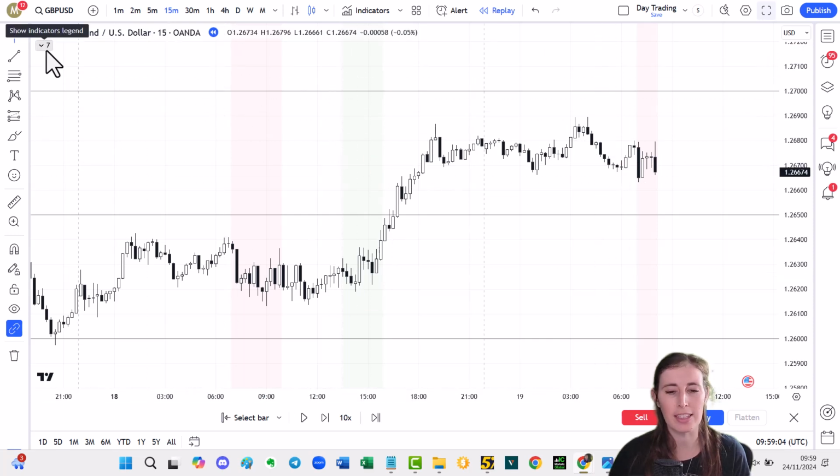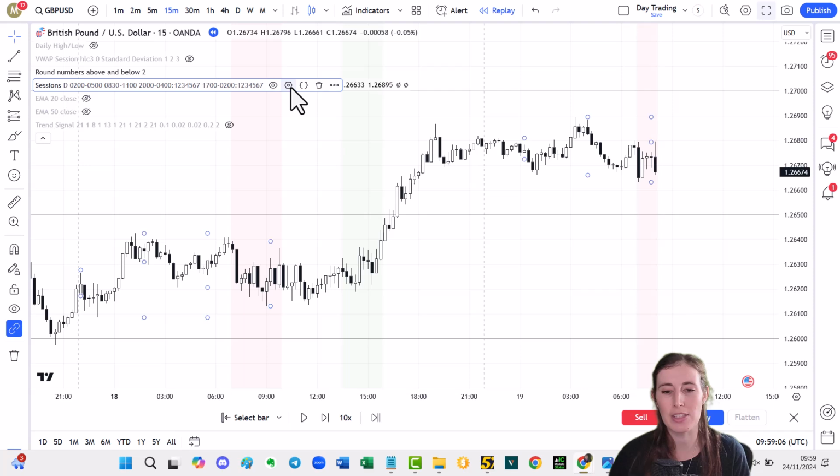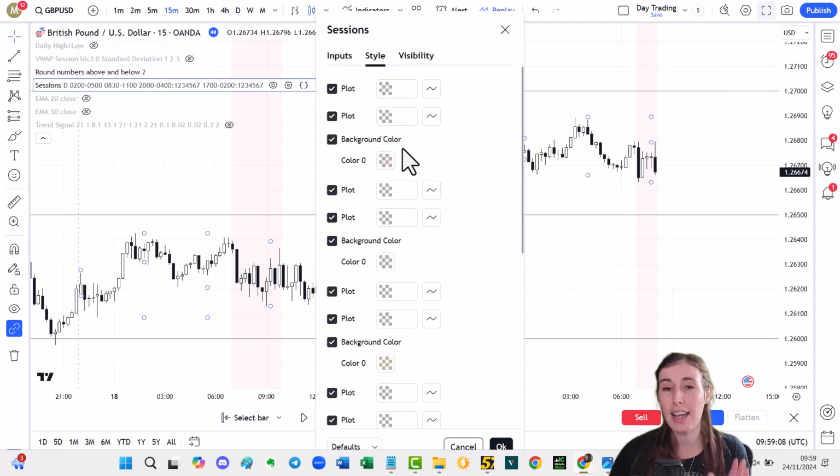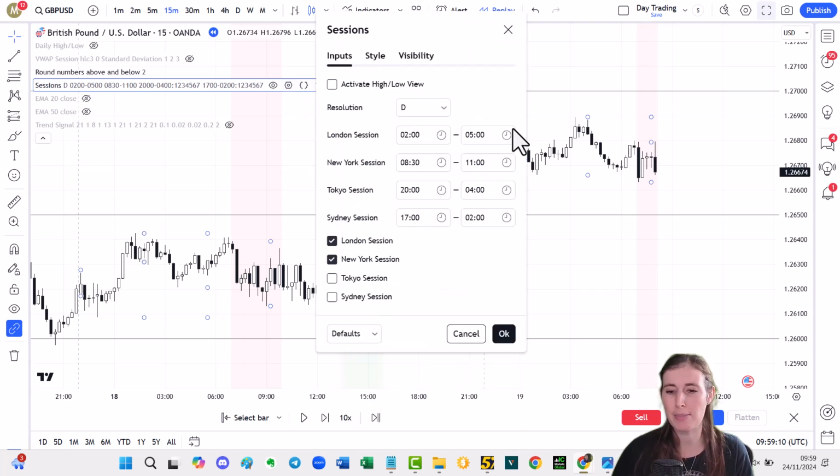Now, it may not look exactly the same as mine because I have gone into the settings, the little cog here, and I've customized mine. So I've tried to make it simple, and I've also edited the times. Now, this is where it can get a little bit confusing. I have had some questions about this on my channel because it really depends on where you are in the world, and you will have to calculate this for yourself.